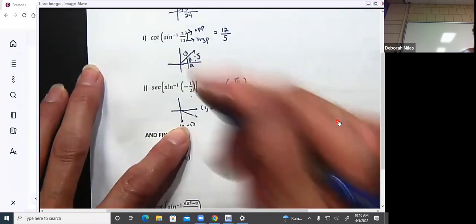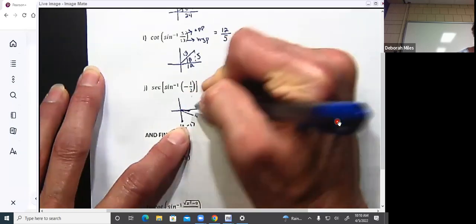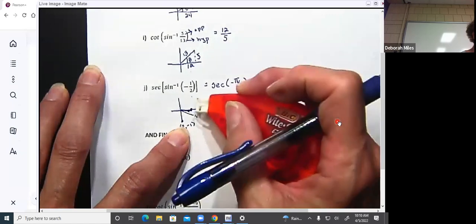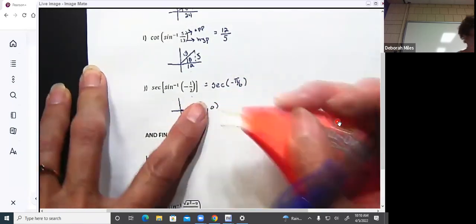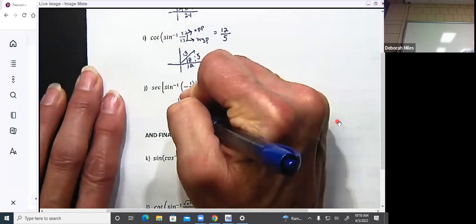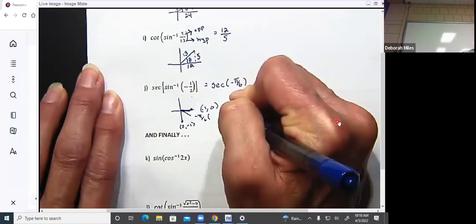What's bugging me about my drawing here is that this is supposed to be the unit circle, so this radius is supposed to be the same as that radius. This point would be more like there. This little math teacher thing bothers me. Now, those look like they have about the same radius. At this angle, -π/6, what's the ordered pair?